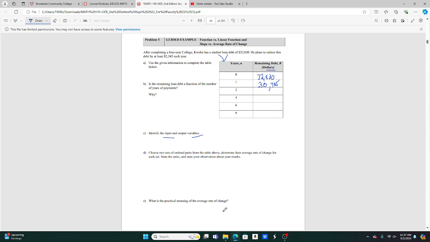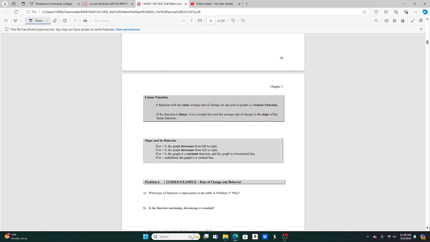Let's talk about the average rate of change. Well, the average rate of change is going to be negative $2,345. I'm going to put that here. I know it asked for it in the previous, but I kind of want to put it here to describe what it means. It's negative $2,345 per each year. So after every year passes, his balance that he owes out is going to decrease by $2,345. That's why it's a negative sign that's placed on that.